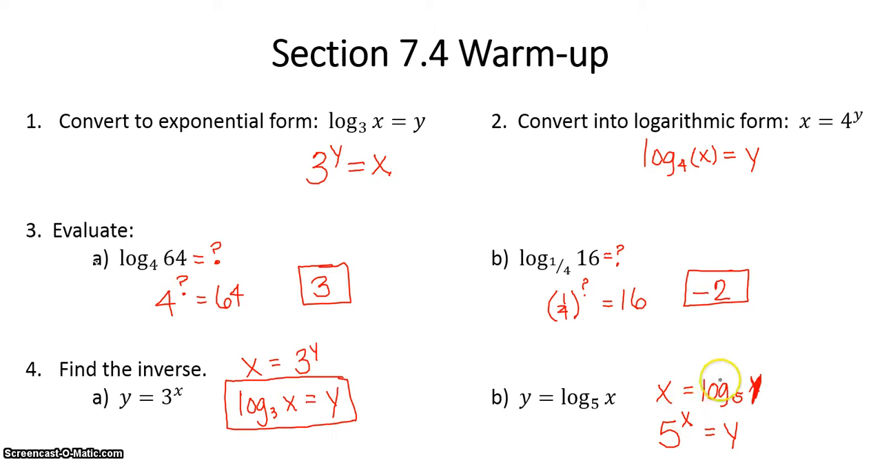So if it's in log form and they ask you for the inverse, after you switch around the x and y's, it goes to exponential form because these are inverses of each other. If it gives you exponential form, after you switch your x and y, the inverse of exponential form is the log form, so then you change it around. Okay?